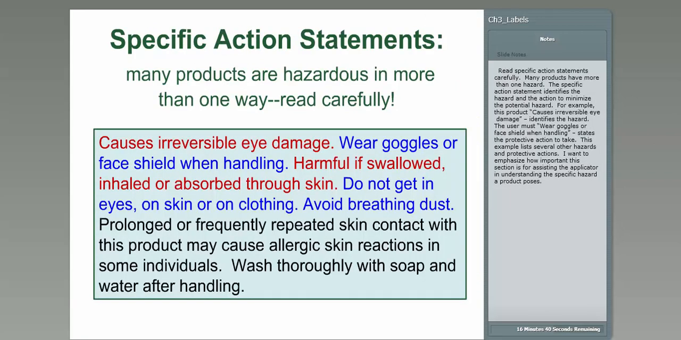Read specific action statements carefully. Many products have more than one hazard. The specific action statement identifies the hazard and the action to minimize the potential hazard. For example, this product causes irreversible eye damage, identifies the hazard. The user must wear goggles or face shield when handling, states the protective action to take. This example lists several other hazards and protective actions. I want to emphasize how important this section is for assisting the applicator in understanding the specific hazard a product poses.